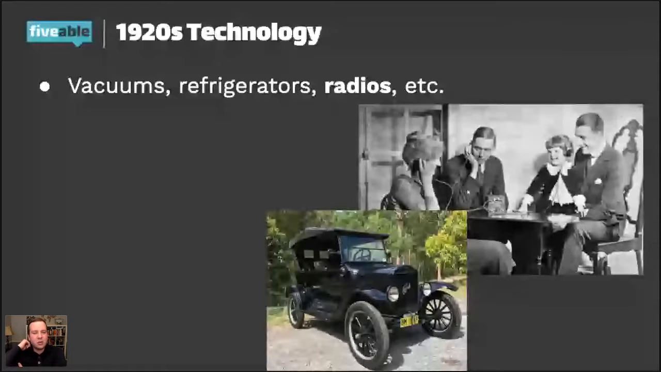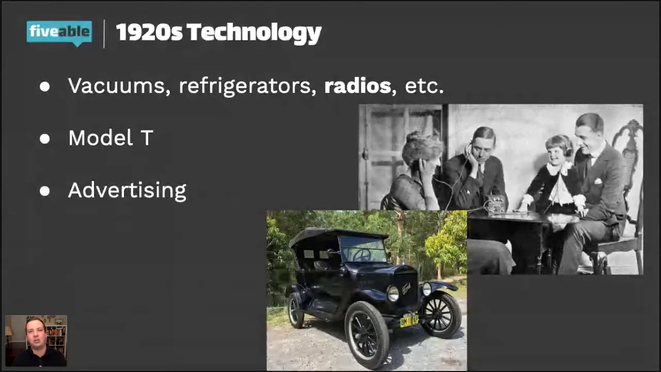Vacuum cleaners, refrigerators, we're starting to get more high tech, yeah? And a lot of these have to do with domestic household appliances. Now, this is going to transform the lives of women somewhat. Allegedly, there's going to be more leisure time. We'll talk about that a little bit later. There's the Model T. Cars become somewhat affordable for your middle-class Americans. That's going to be important. Advertising starts to change. The 1920s is when you start to see directed psychological advertising.